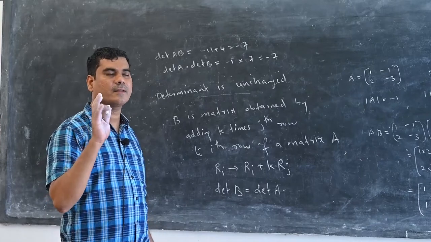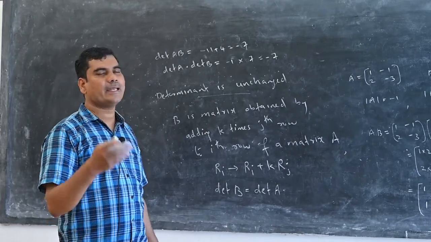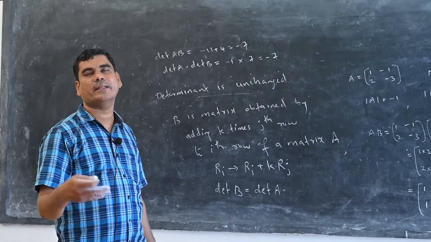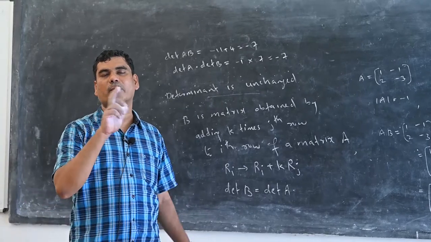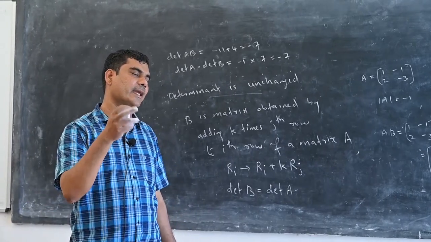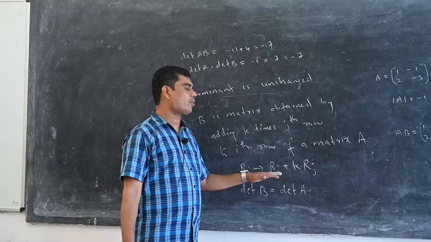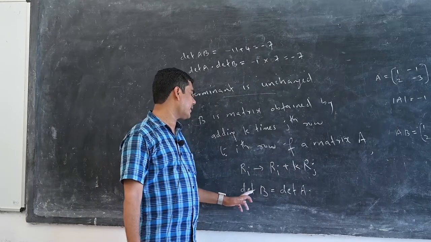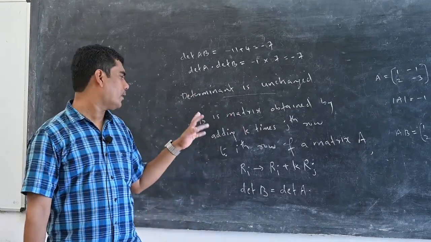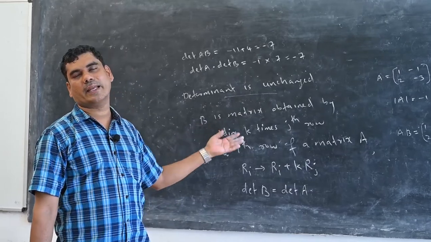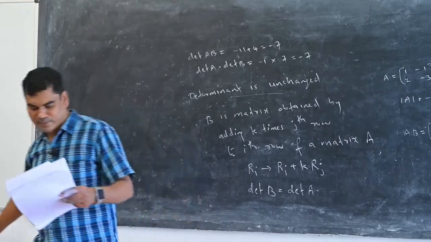The second elementary transformation is multiply a row by a number k. In that case, determinant is multiplied by the number k. If we multiply a row by a number k, the determinant of the new matrix is k times the determinant of the original matrix. In the case of this third elementary row transformation, determinant remains unchanged. Determinant B is equal to determinant A. Similarly for columns, if a multiple of one column is added to another, the determinant remains unchanged.